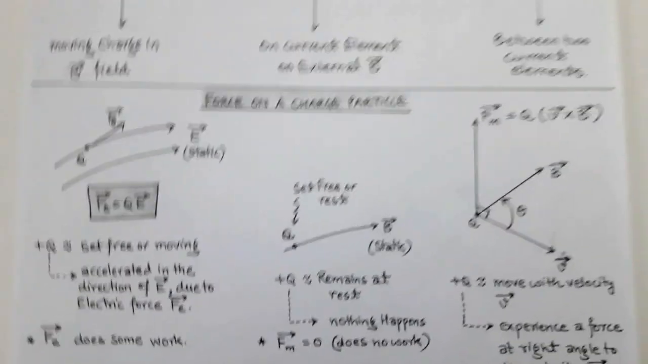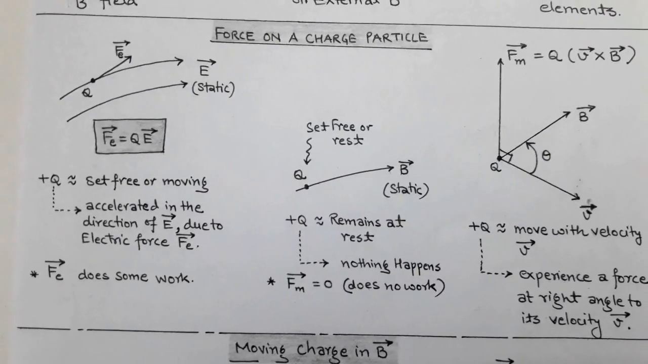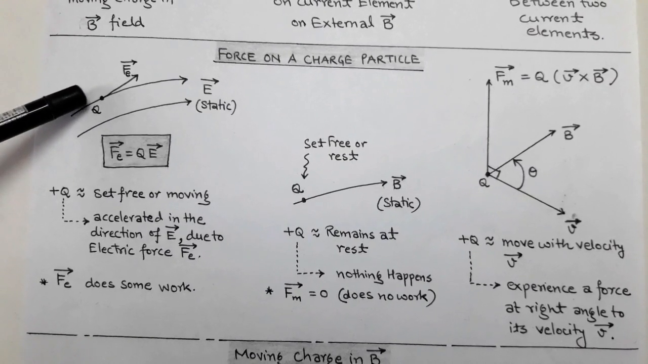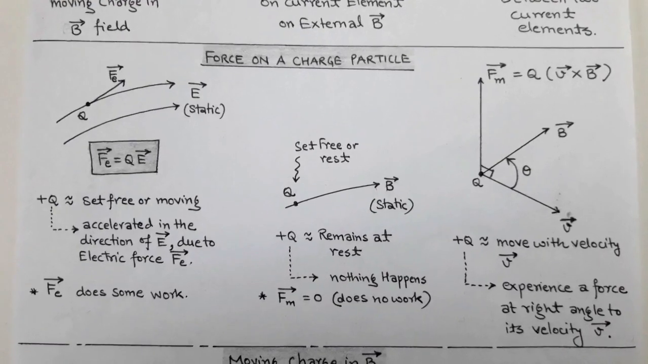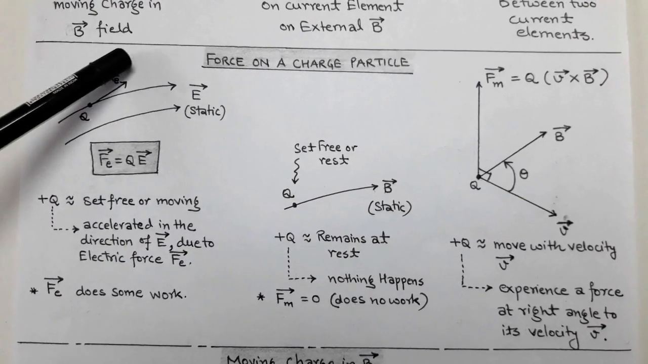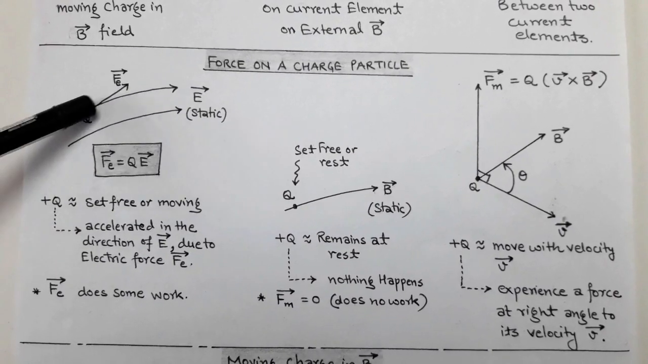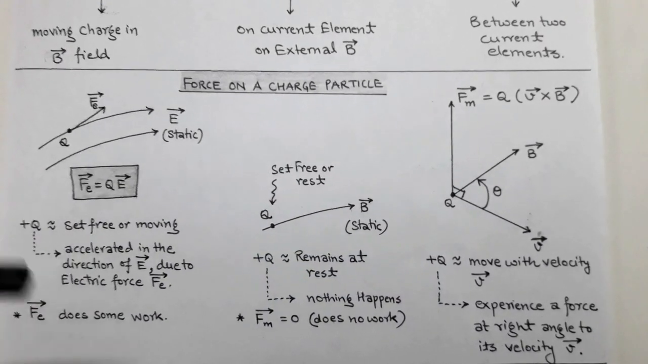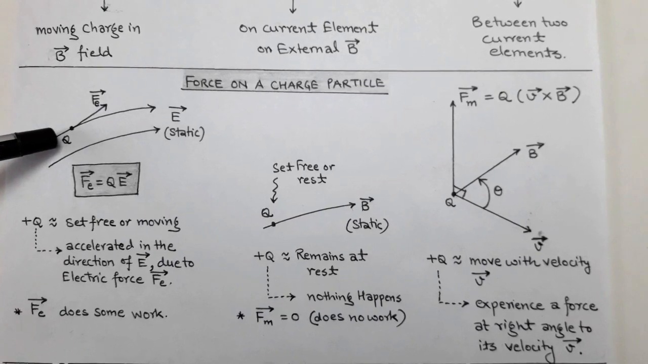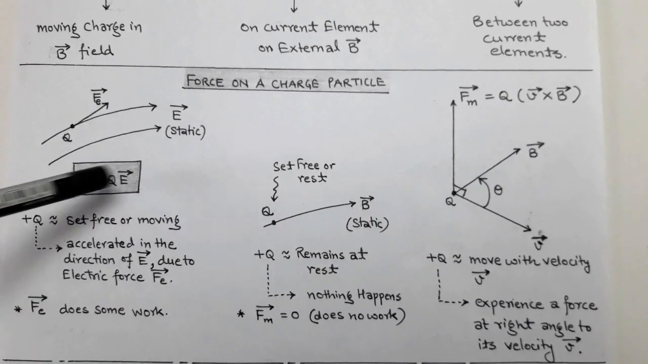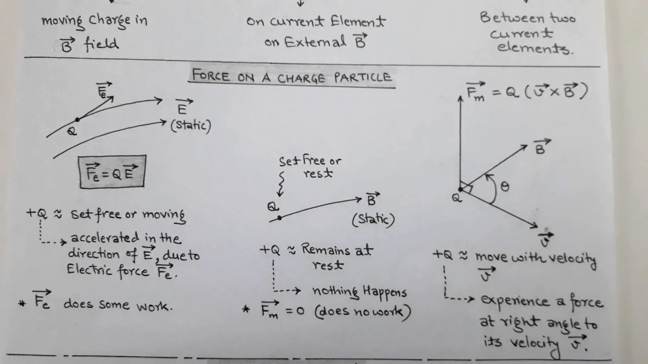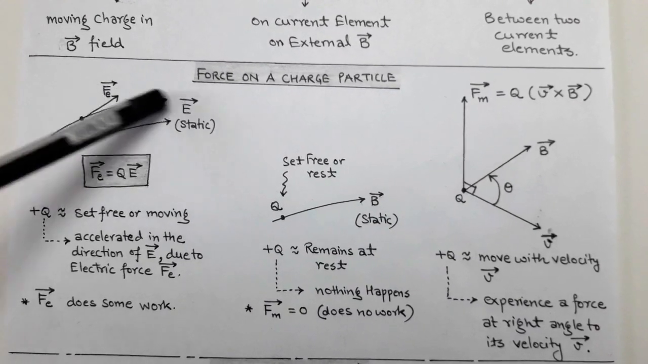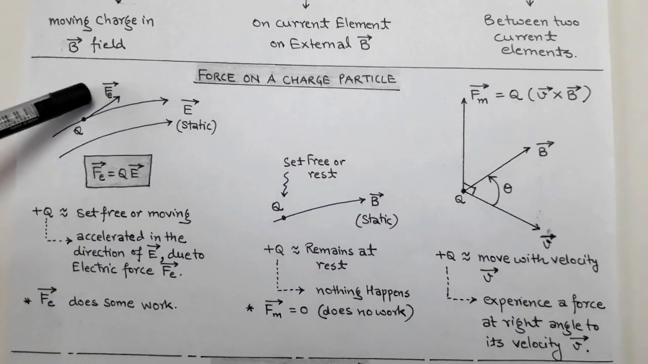Now the first is a force on a charged particle. As we know, in case of electrostatics, when we place a charged particle Q in an electric field E, there is a force whose direction is along the electric field intensity E. Here the positive charge is placed in the external electric field. It is set free or moving, then the charge plus Q is accelerated in the direction of E. That is due to the electric force F suffix E.